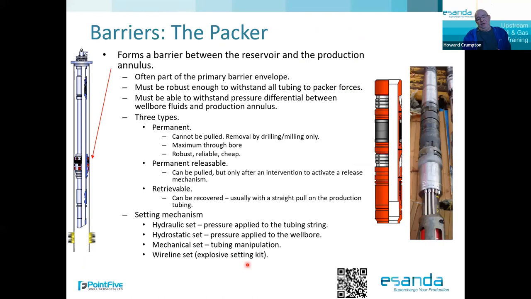The other mandatory piece of equipment that you may come across, which we've already discussed, is the packer. The packer is normally located close to the top of the producing zone, so deep in the well down here, and it creates a seal between the production tubing and the casing. So it's protecting my annulus from produced fluids, from corrosive fluids, from reservoir pressure.